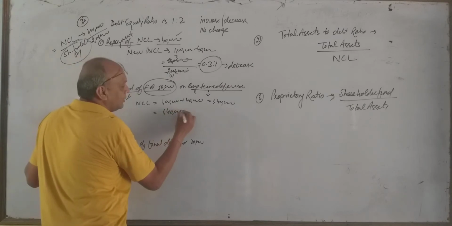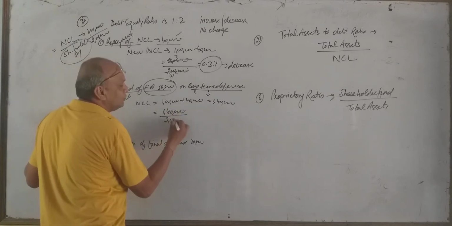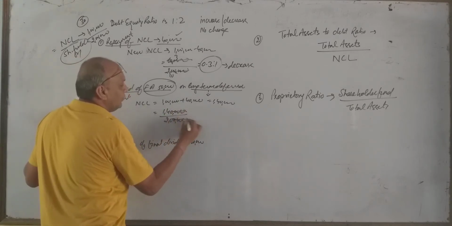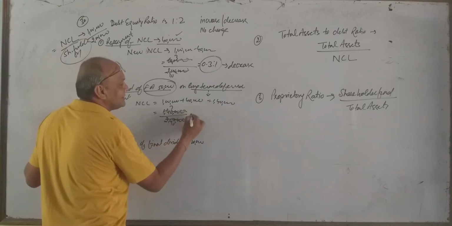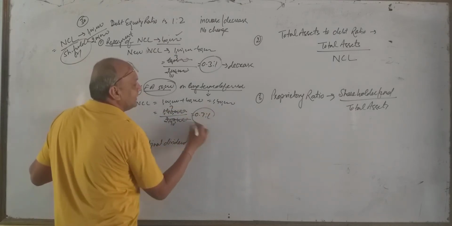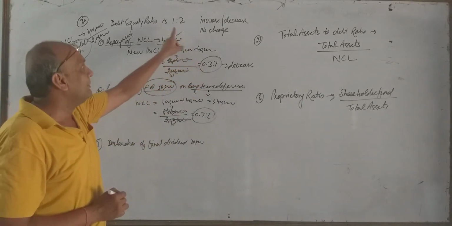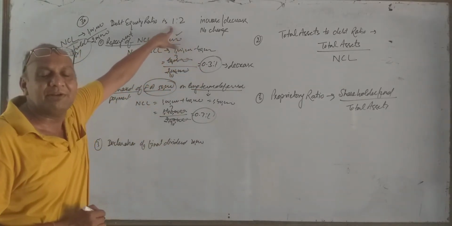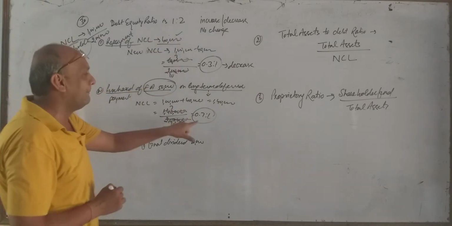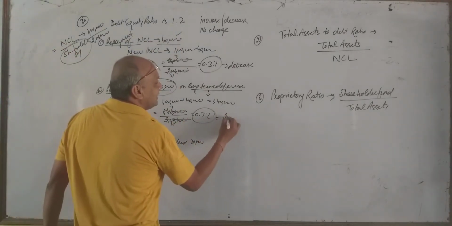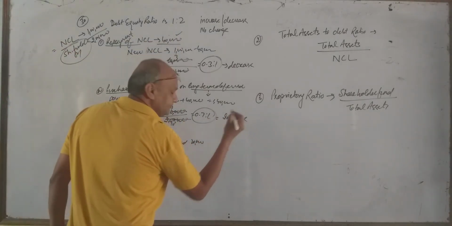So 1 lakh 40,000 divided by 2 lakh is 0.7:1. What is your answer? Ratio increase or decrease? Ratio has increased, because earlier our non-current liabilities were half of the shareholder fund, but now they are more than that, so our ratio increases.